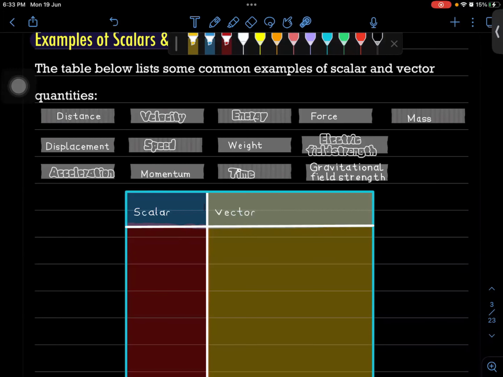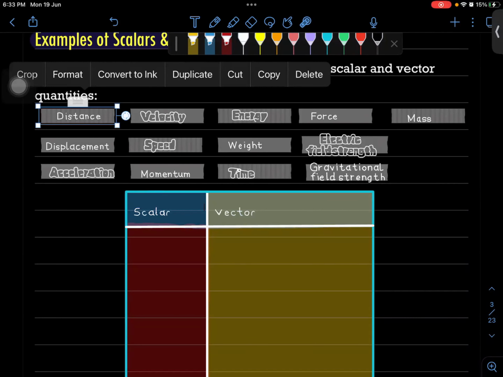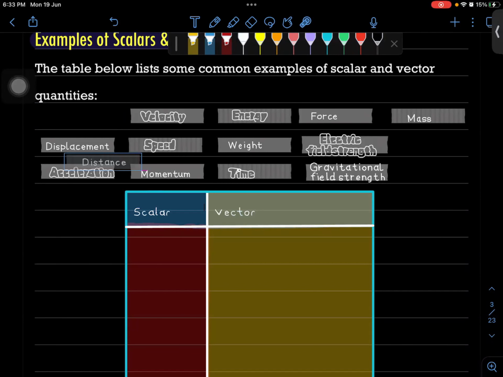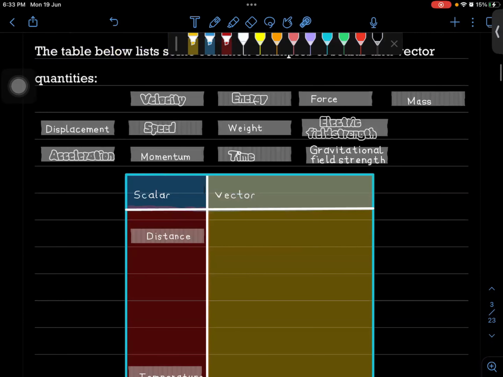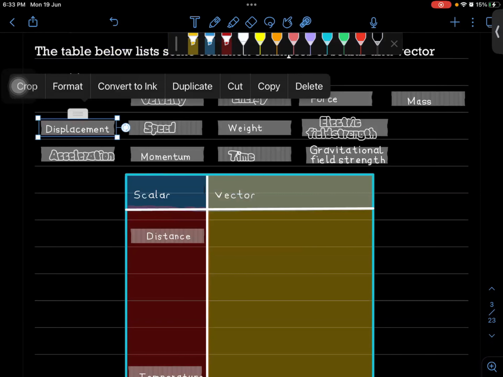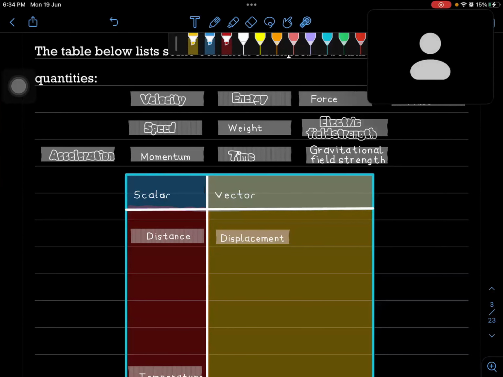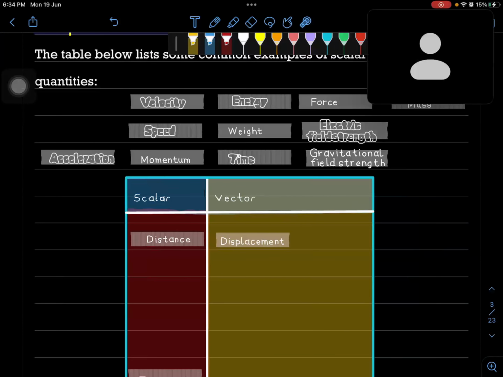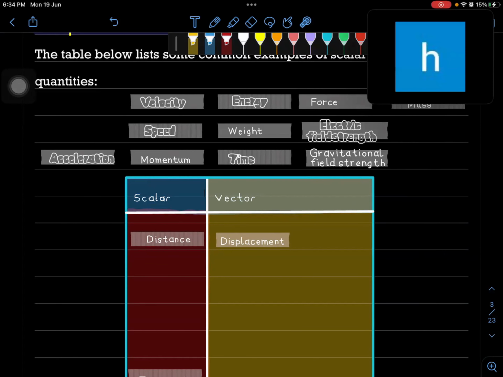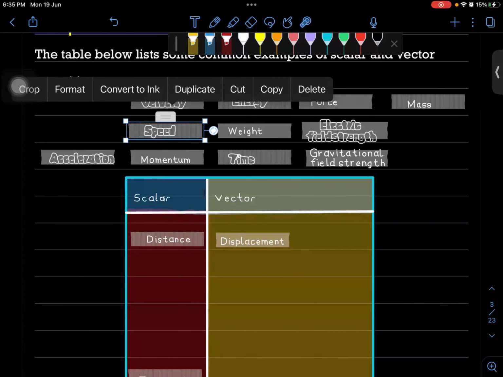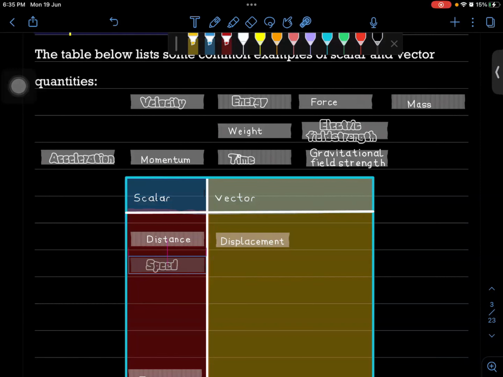So who'd like to tell me the distance क्या होता है? Is it scalar or vector? Scalar. That is right. Distance is a scalar. Displacement, is it scalar or vector? Vector. That is right. Displacement is a vector. What is speed? Is it a scalar or a vector? It's a scalar. That is right. हम इसको ज़्यादा detail में discuss करेंगे in next chapter, so don't worry about it if you guys are confused about the differences.